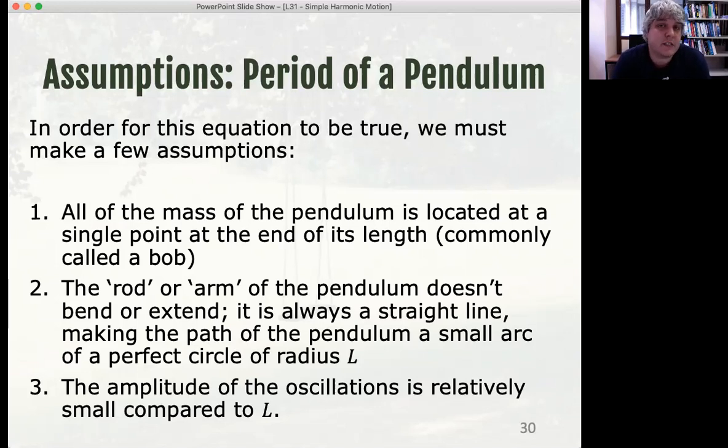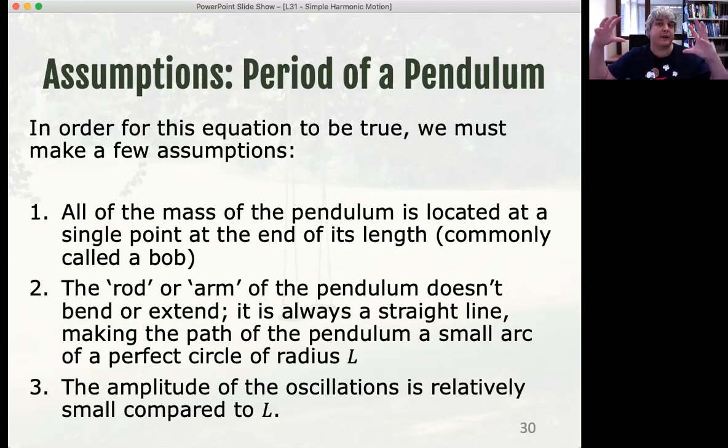So the assumptions are that all of the mass of the pendulum is located at a single point at the end of its length called a bob. So what that means is that the assumption is the string or the rod that's holding the pendulum in place is pretty much massless. It's got very, very low mass compared to the bob. So that almost all the mass is in this bob and that the bob is fairly dense and small.